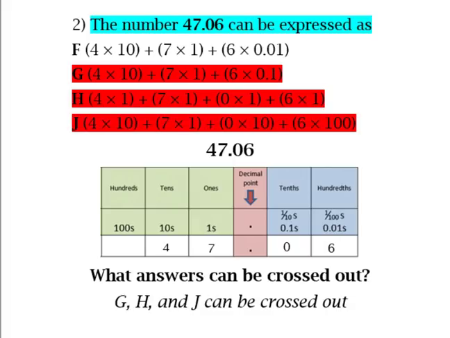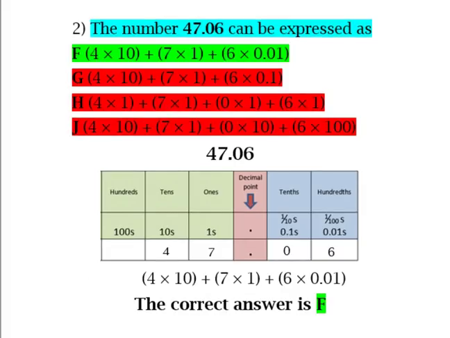So just like that, we have eliminated 3 wrong answers, and we're only left with 1. So the correct answer is F: 4 times 10 plus 7 times 1 plus 6 times 0.01, which is a hundredths place. Do you see how easy that was? We were able to eliminate all of the wrong answers and only have 1 right answer left. That is great. Always take that step whenever you are trying to find the answer.